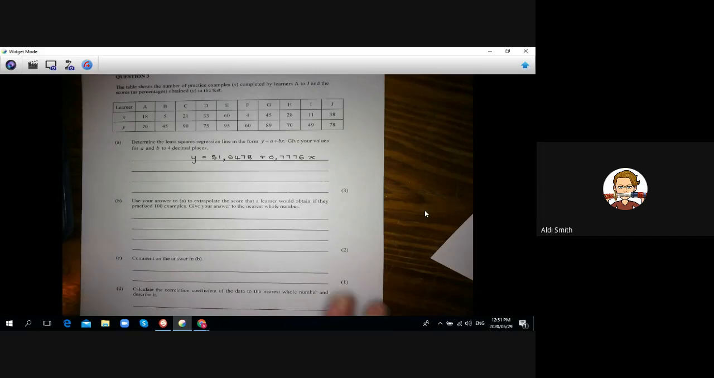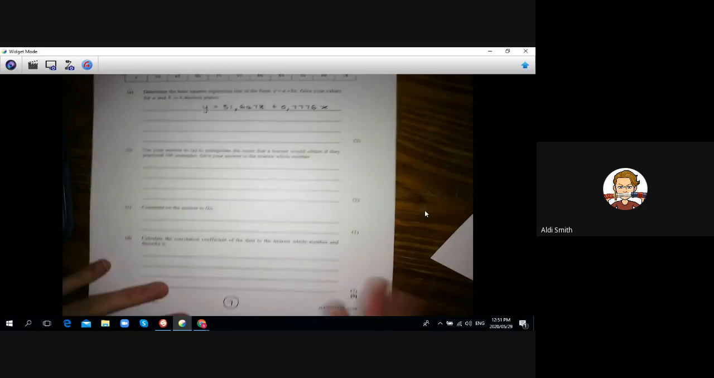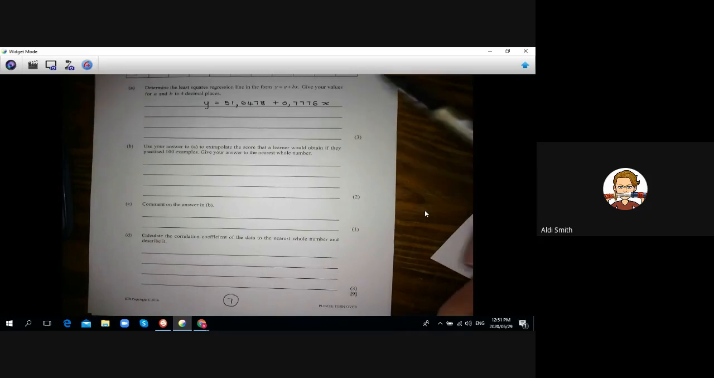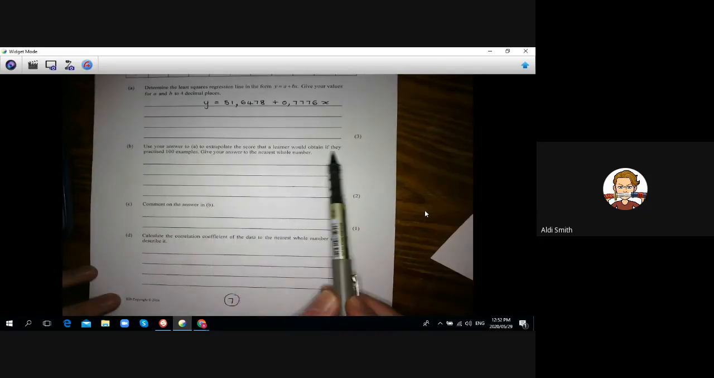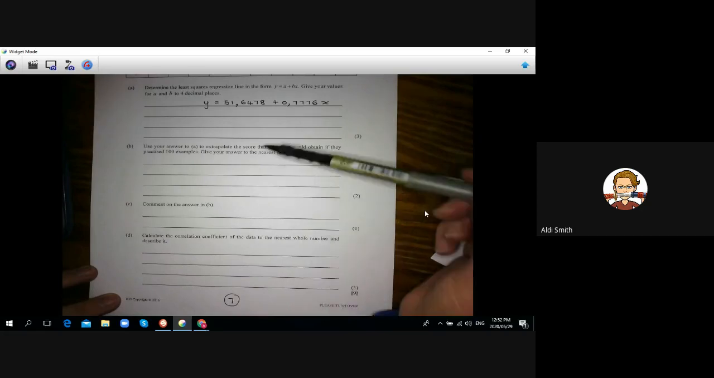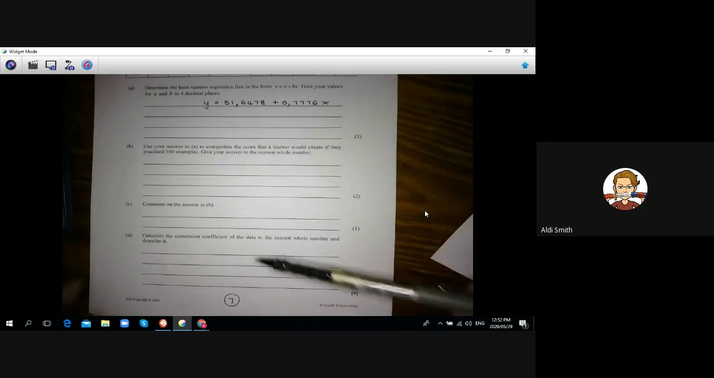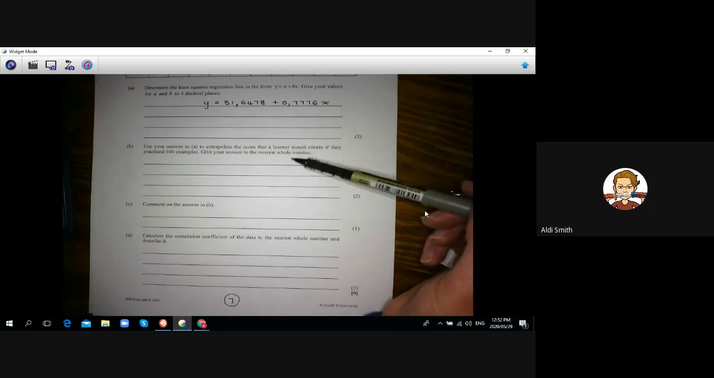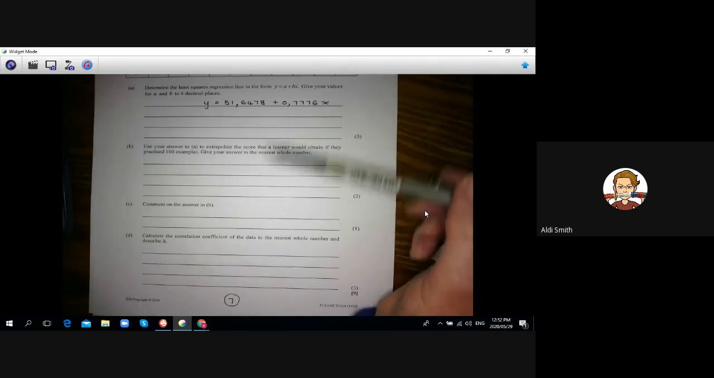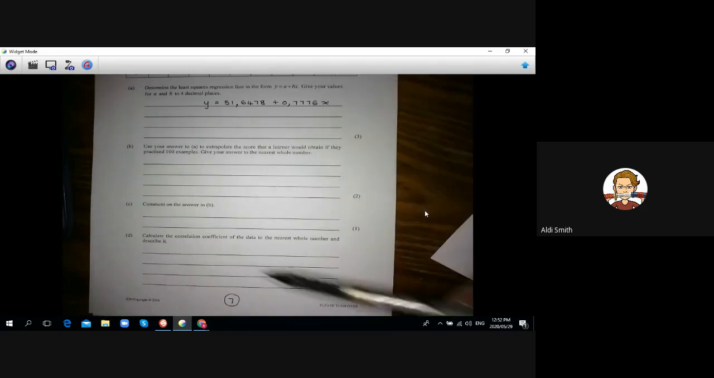Okay, so we've got that. Then this was a mean question because suddenly they ask, use your answer to extrapolate the score that a learner would obtain. But if you just skip ahead to the bottom here, calculate the correlation coefficient. So if you had then gone and pressed the AC button to do this question, you would have had to enter all of that data again to get to the correlation coefficient.